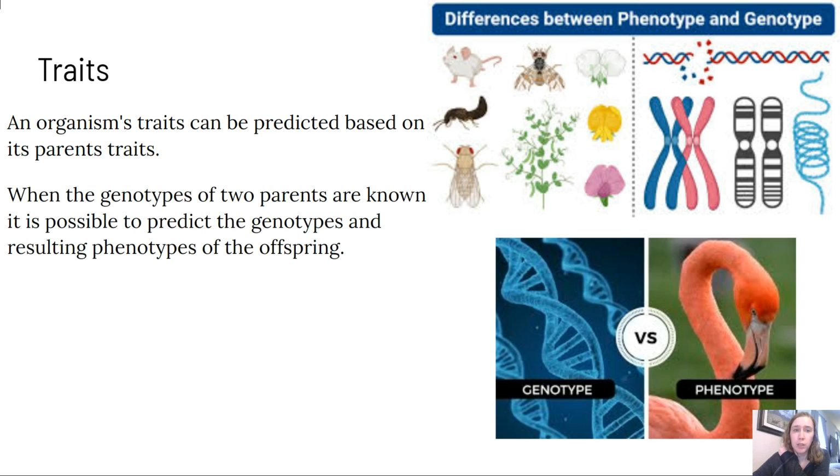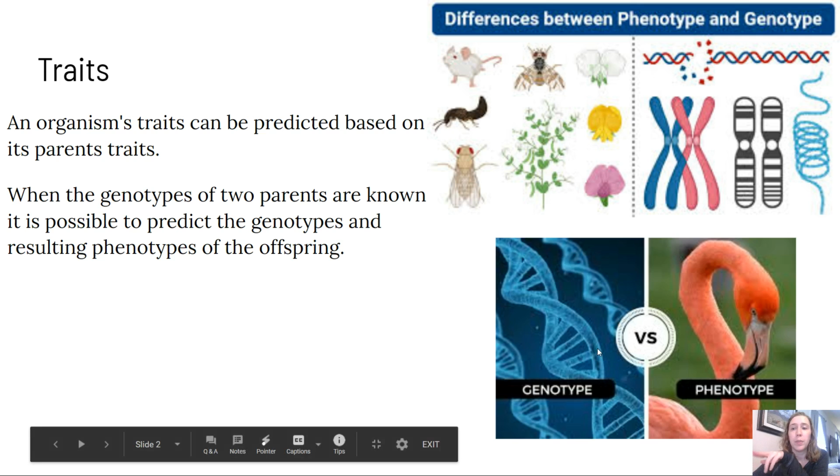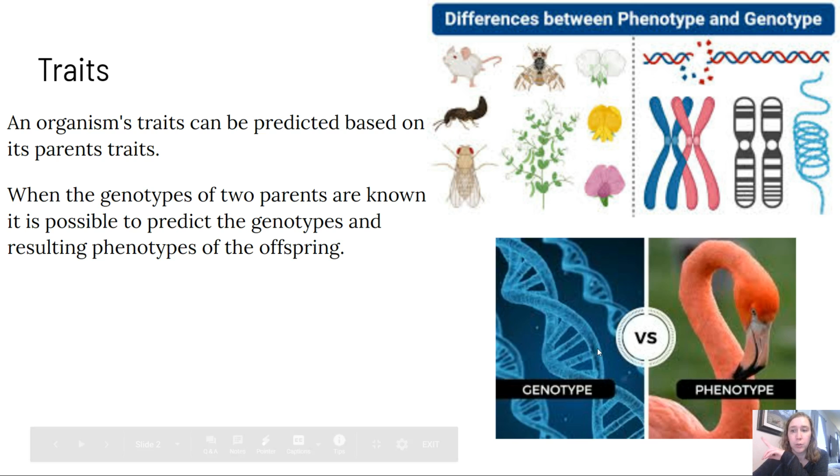When the genotypes of two parents are known, it is possible to predict the genotypes and resulting phenotypes of the offspring. Genotype is the combination of two alleles for each trait that each parent, or each person, or each organism has. The phenotype is the actual trait that is expressed, that we can observe in that organism or in that person.